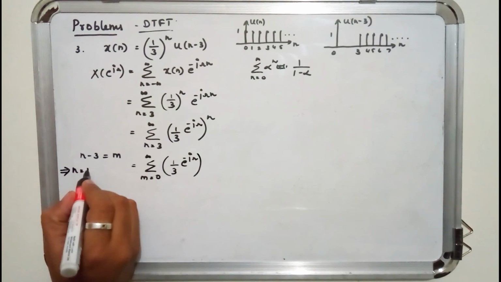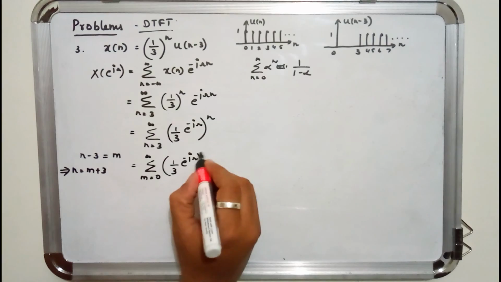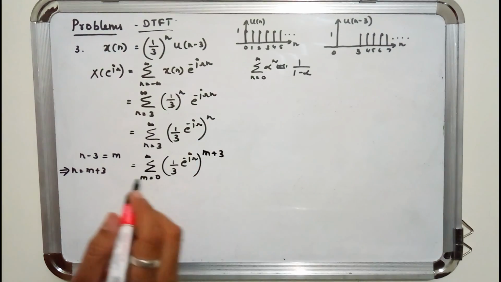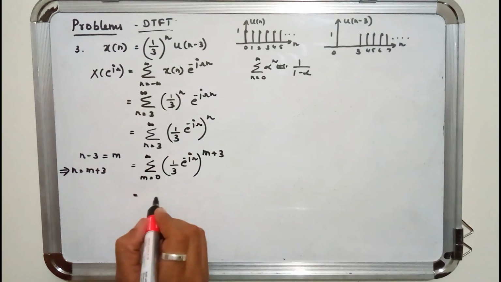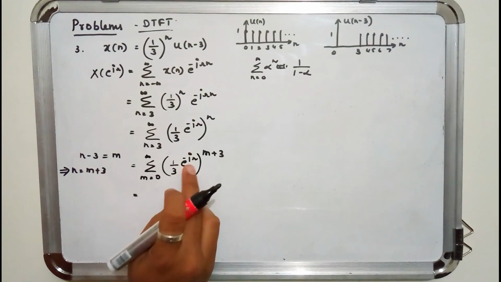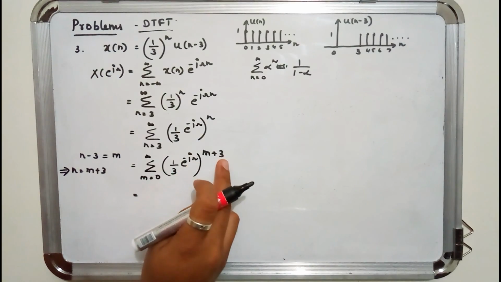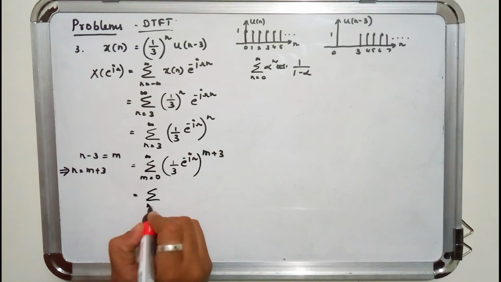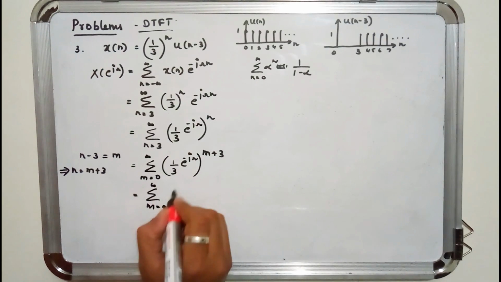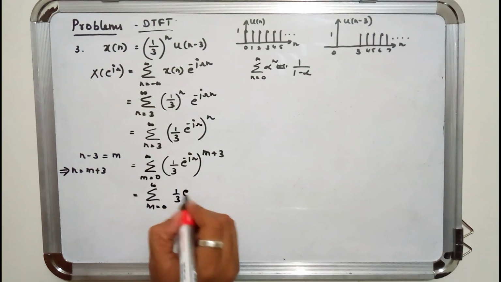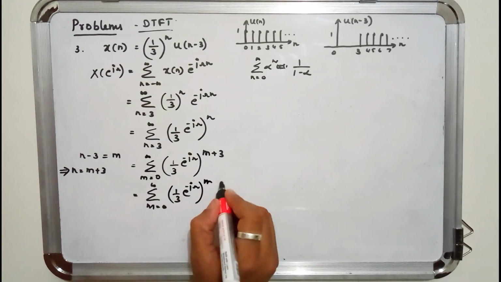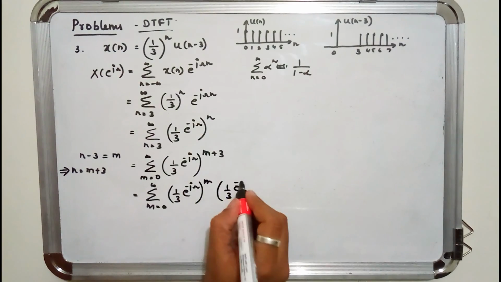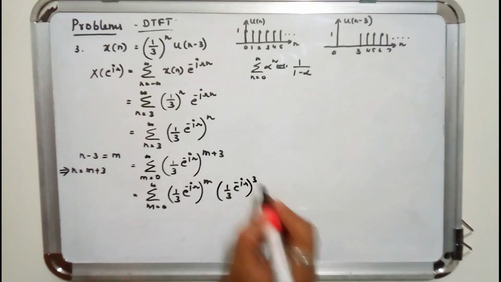What is n from here? It is m plus 3. So I can write m plus 3. Now the summation is on m. So 1 by 3 e power minus j omega power 3 is a constant, I can take it out. So m is equal to 0 to infinity, I can write this as 1 by 3 e power minus j omega power m into 1 by 3 e power minus j omega power 3.